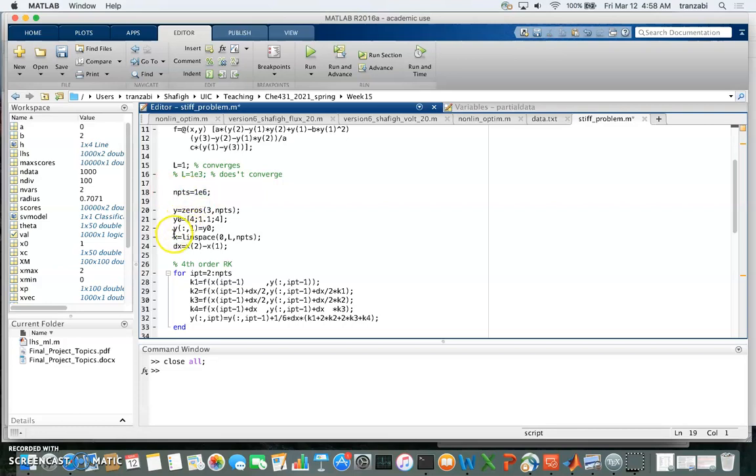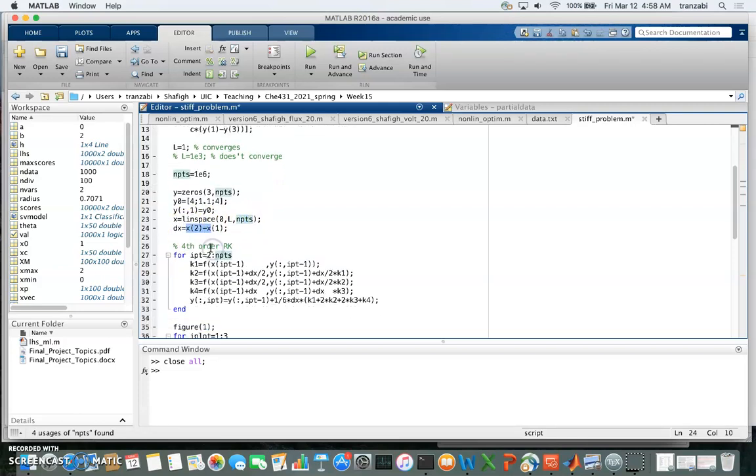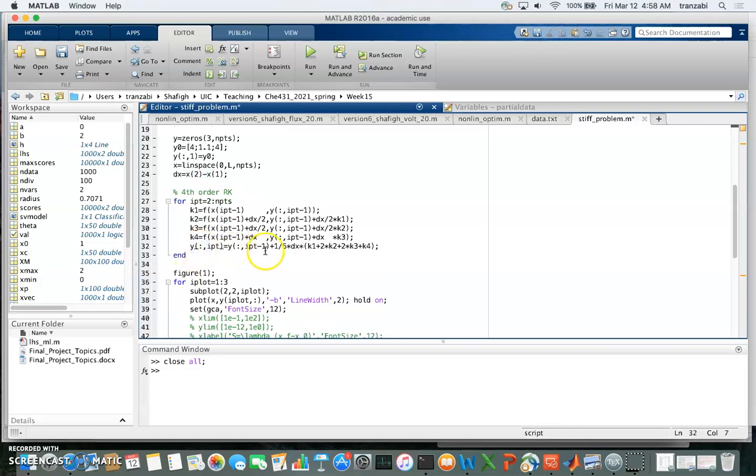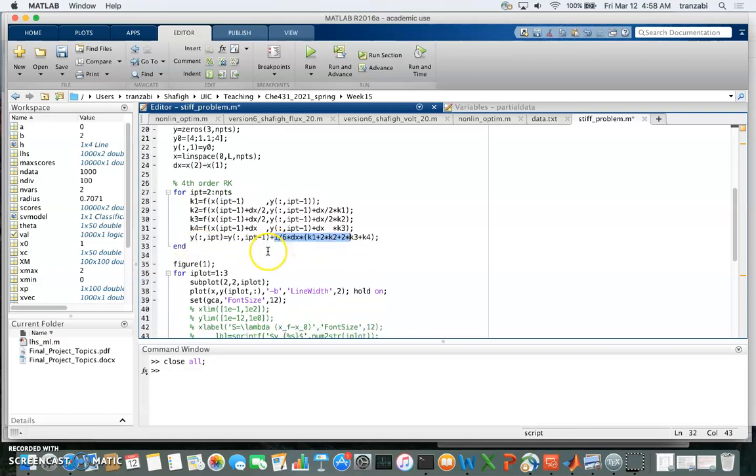Okay, so here's the x span, from 0 to 1 with 10 to the 6 elements, or 10 to the 6 discrete points. dx is the difference between the 2 x values. You calculate k1, k2, k3, k4. This is RK4. And I average over the k's. So this is how I calculate using RK4.